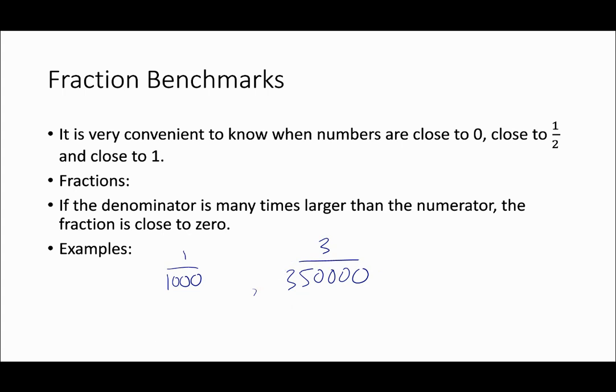So you want to make sure when you're making these comparisons and these benchmarks that your fraction's in lowest terms, because if you see a fraction that's represented with a really big denominator, but the numerator is also big and it could be made smaller, then you're not doing the right thing to make these benchmark claims. You want to make sure it's in reduced form before you start making these guesses. Okay, so if the denominator is many times larger than your numerator, then your number is pretty close to 0.